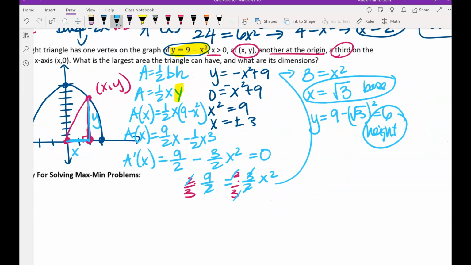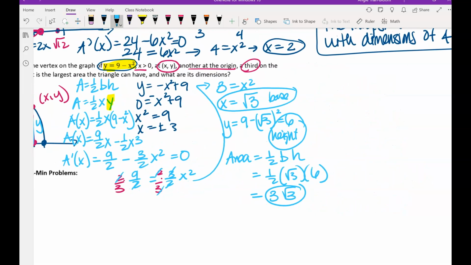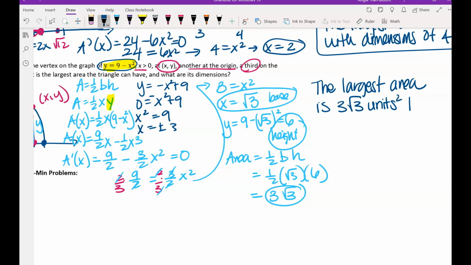Now we are going to plug it in to get the area. Area is 1/2 base times height, which is 1/2 times base rad 3 times height 6, so that's going to be 3 rad 3. All right, so we have everything we need. Let's write a complete sentence. The largest area is 3 rad 3 units squared with dimensions of rad 3 units by 6 units.